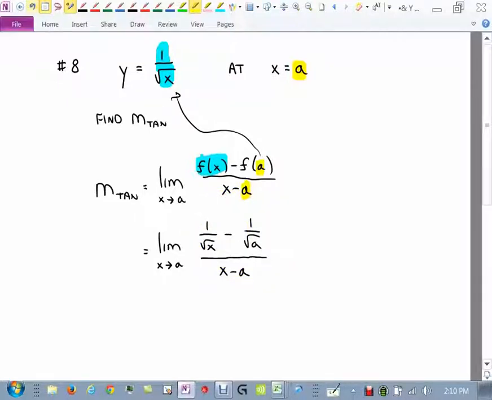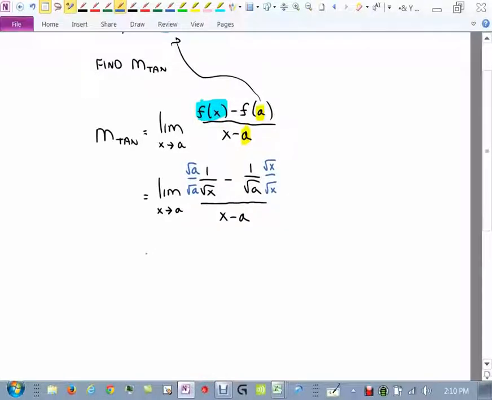To get a common denominator, I'm going to need a square root of x here and a square root of x here, and then a square root of a here and a square root of a here. That way they both have the exact same denominators. So let's go ahead and do that. We're multiplying by 1, right? This is a 1 right here. This is a 1 right here.